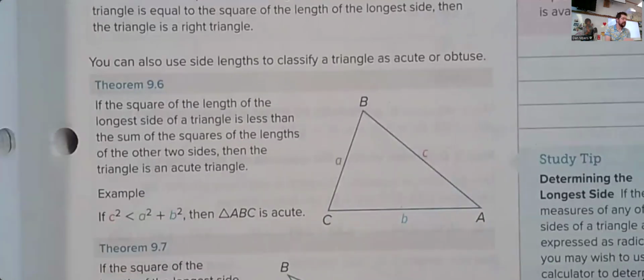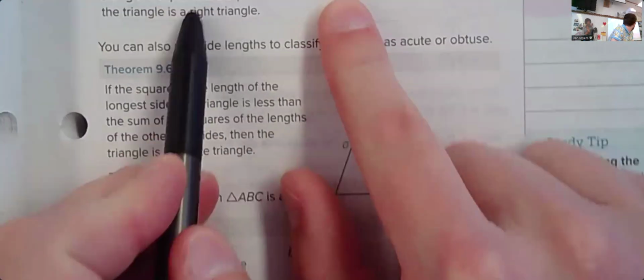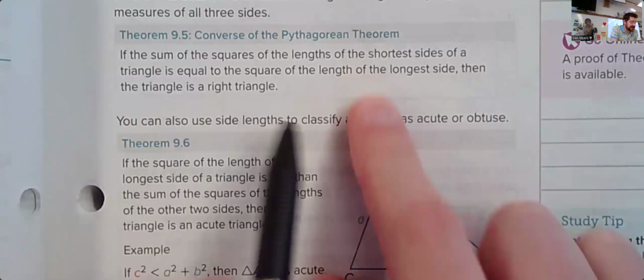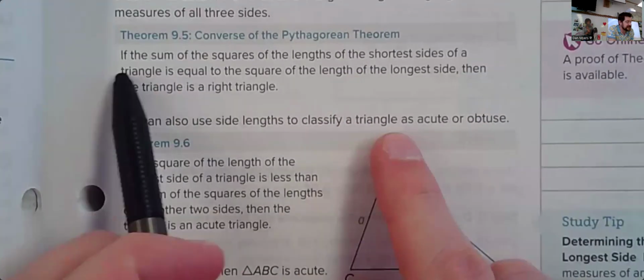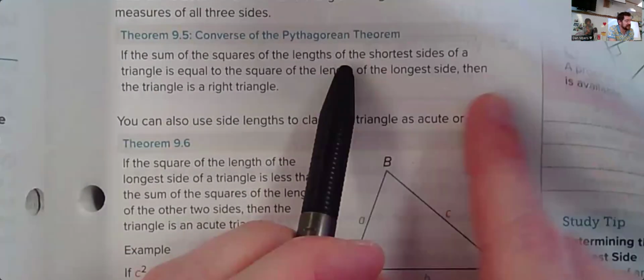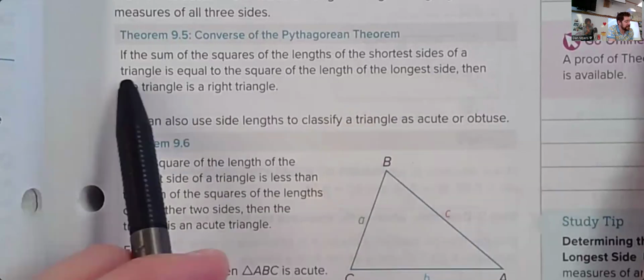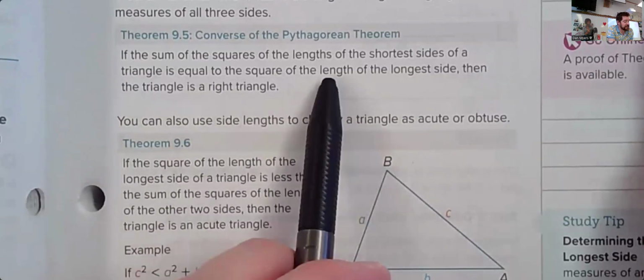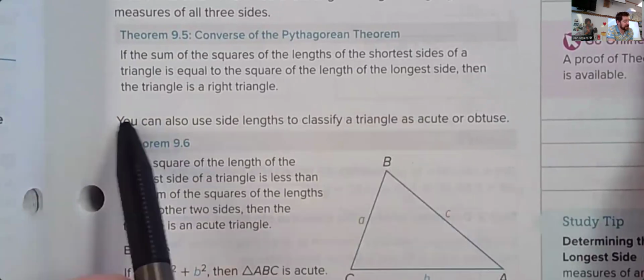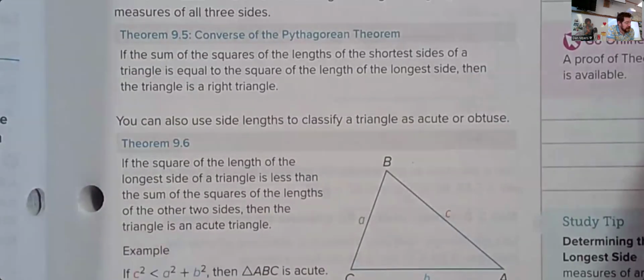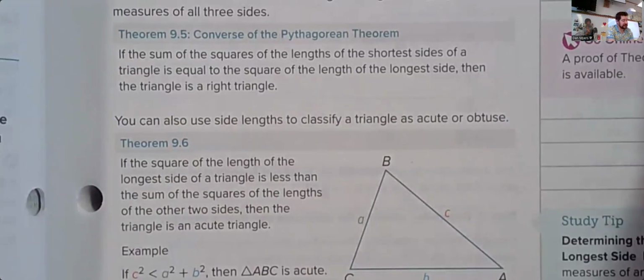So here we go. I'm going to read that off here, and I've already explained it, but I'll talk about this again. If the sum of the squares of the lengths of the two shorter sides of a triangle is equal to the square of the longest length, then the triangle is a right triangle. That's what it's saying. So we're going to be testing the Pythagorean theorem to see what happens after this.